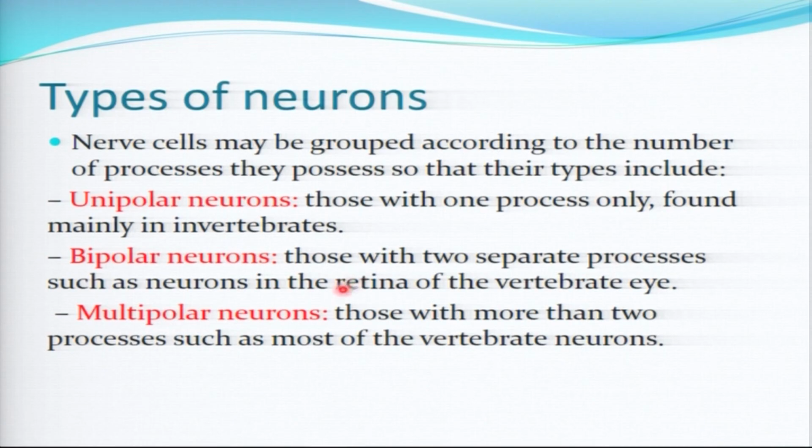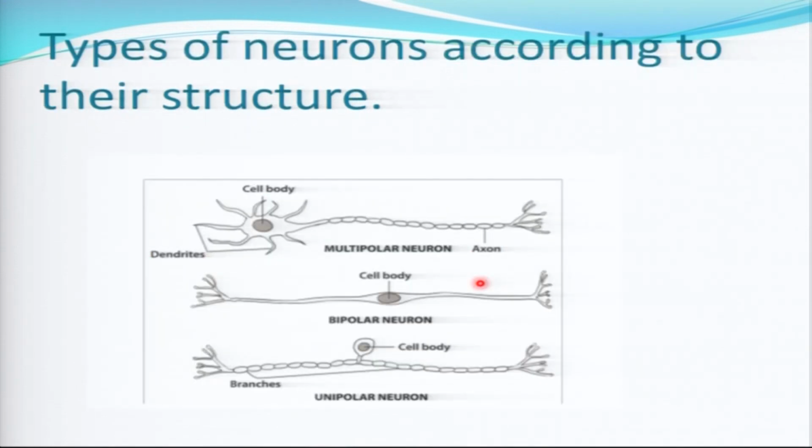So we have multipolar neurons. Multipolar means they have more than two processes. They are mostly found in vertebrates, in the body of vertebrates, including human beings. So we have three types of neurons according to their structure, their processes: unipolar, bipolar, and multipolar neurons. You can see them on the structure. You can look on the screen.